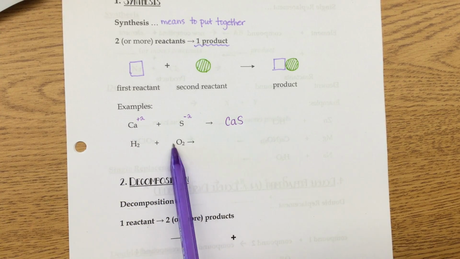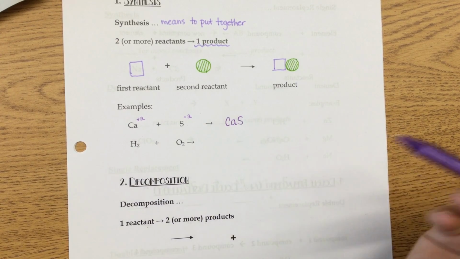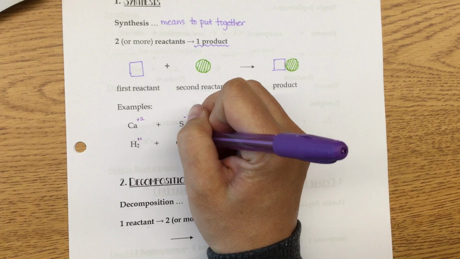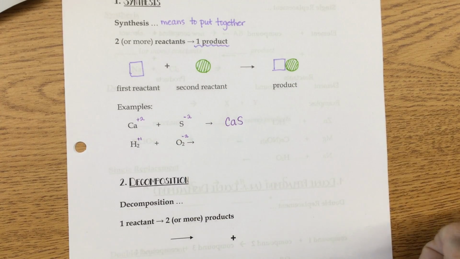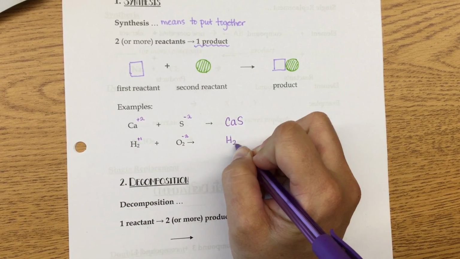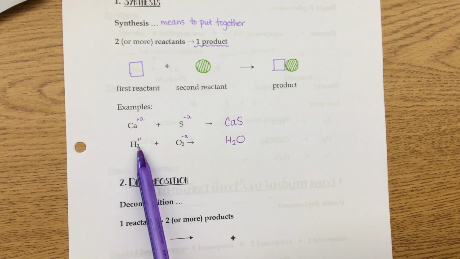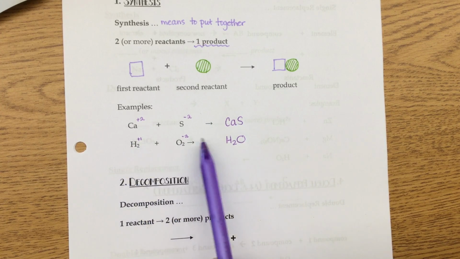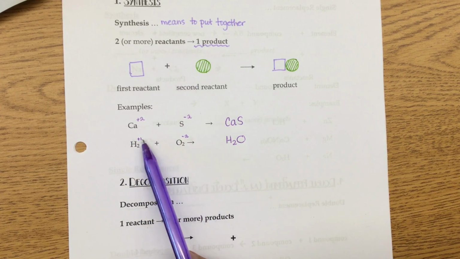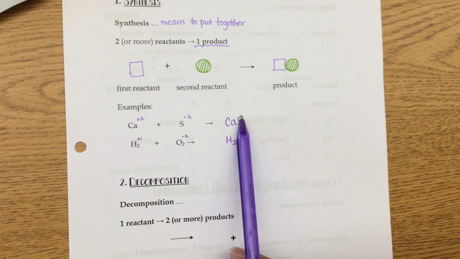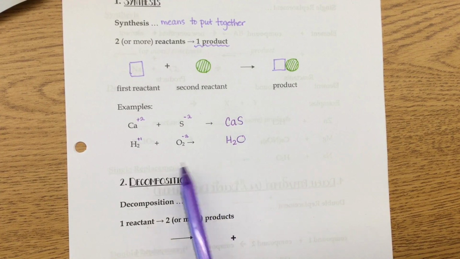Next one, we have hydrogen and oxygen, okay? And we know that these are diatomic molecules because whenever they're by themselves, there's always two of them. Okay, we know the charge for hydrogen is +1 and the charge for oxygen is -2. So when we crisscross and combine, we get H2O. Okay, don't worry about the subscripts here, that's just for this molecule. When we combine hydrogen and oxygen, you just have to look at their charges. Okay, so see, two reactants, one product, just one product. Okay, that's synthesis.